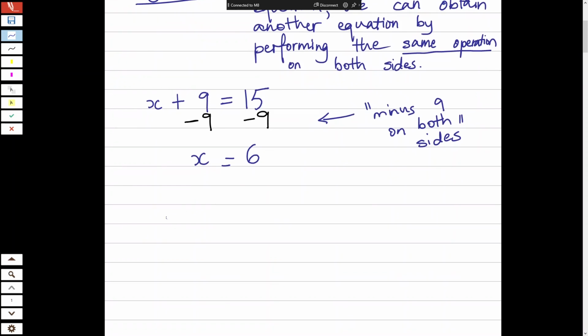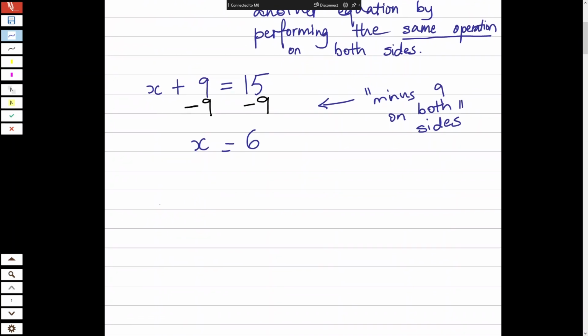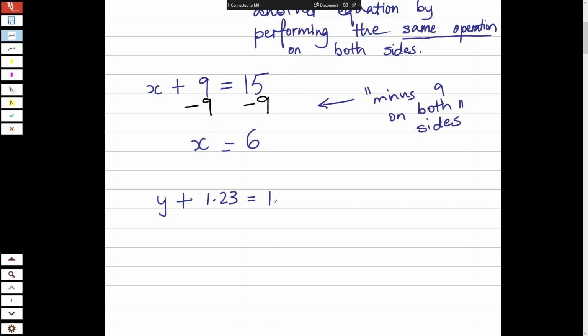So for example, if I gave you an equation like this, just gotta wait for this to stop glitching. Exactly the same idea. What should I do to both sides of the equation to get my answer? Minus 1.23. So I'm guessing it's not so clear what the answer is here.